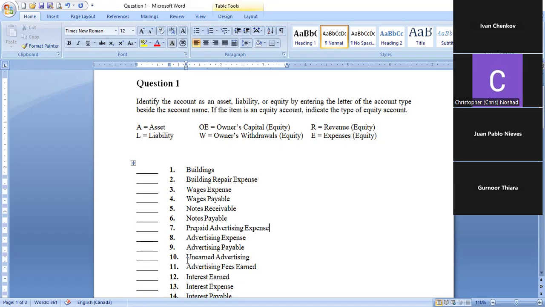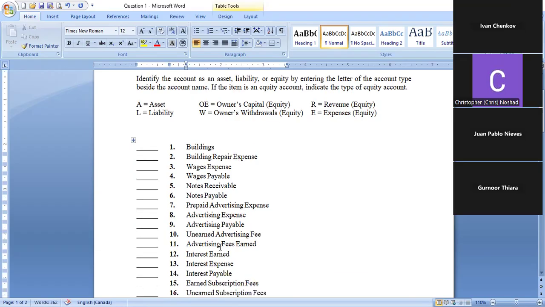How about, now careful with this, unearned advertising fee. Let's go with fee here. Yes, that will be liability. That's a tricky one, but unearned advertising fee is a liability. Why? Because we haven't provided the service yet. Technically, we get the money, we owe the money to the people.